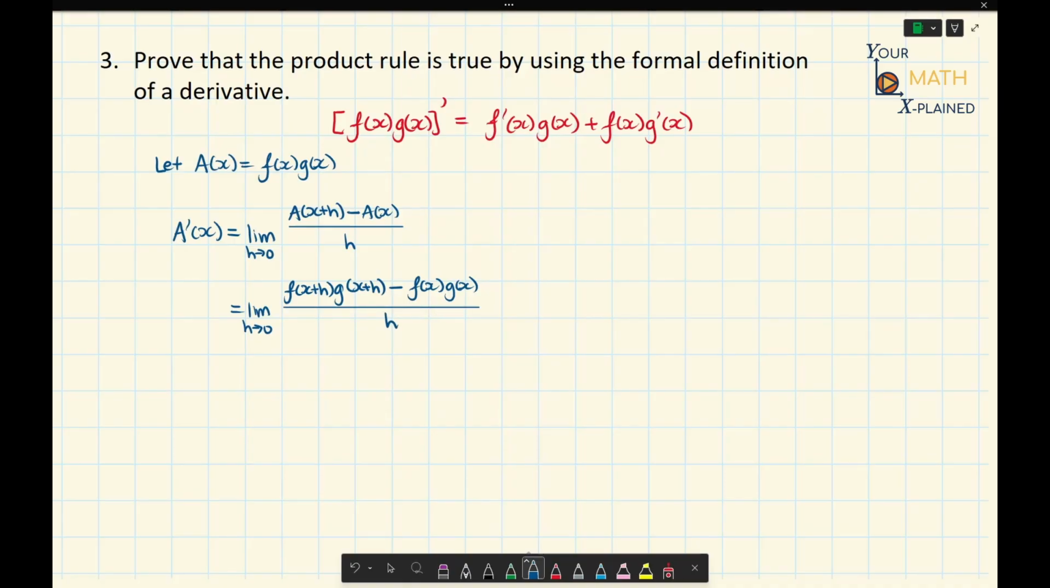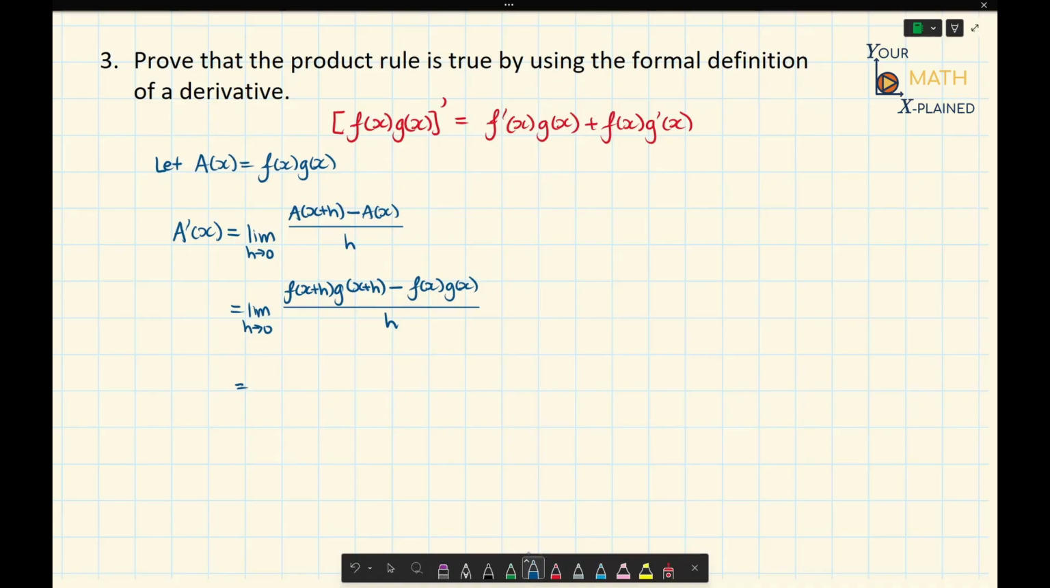Next, we're going to do a little trick. So we're going to add and subtract f of x plus h times g of x in the numerator. So by adding and subtracting the same term, we've essentially added 0. And we can always do that, because adding 0 doesn't affect the equation.